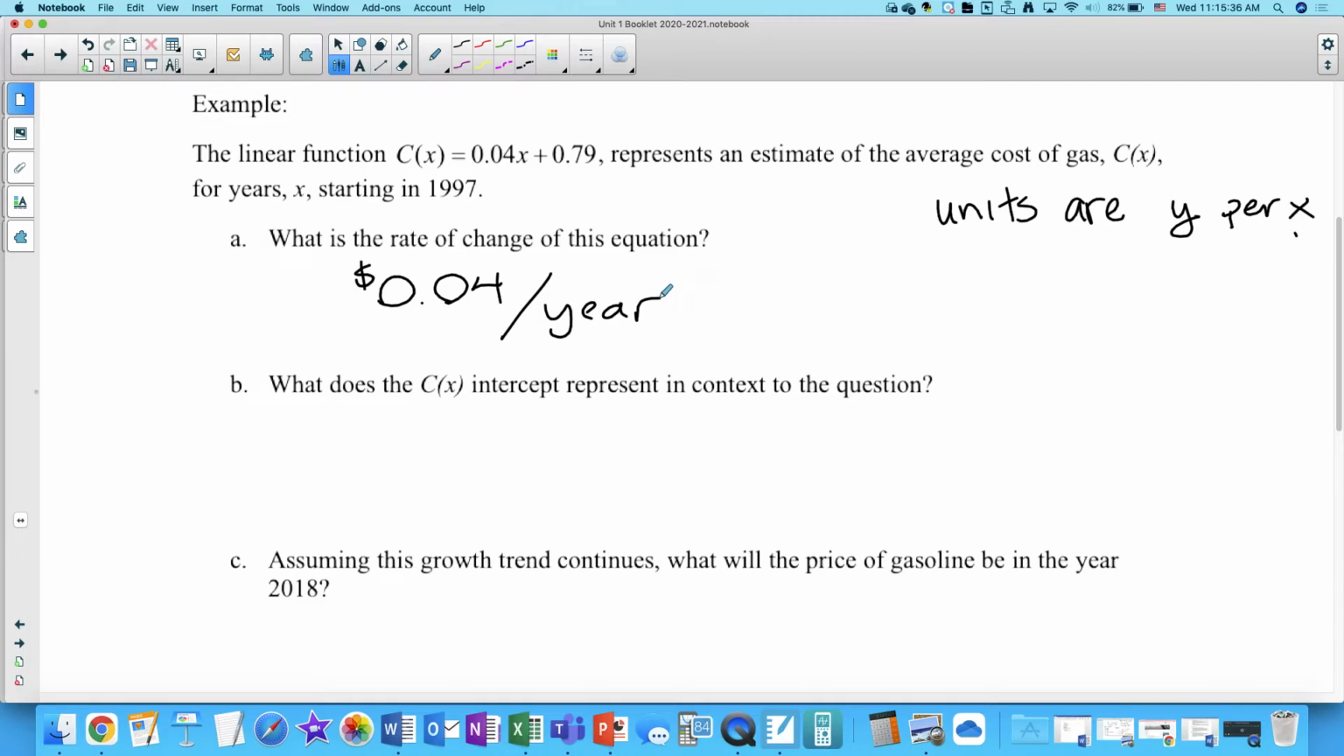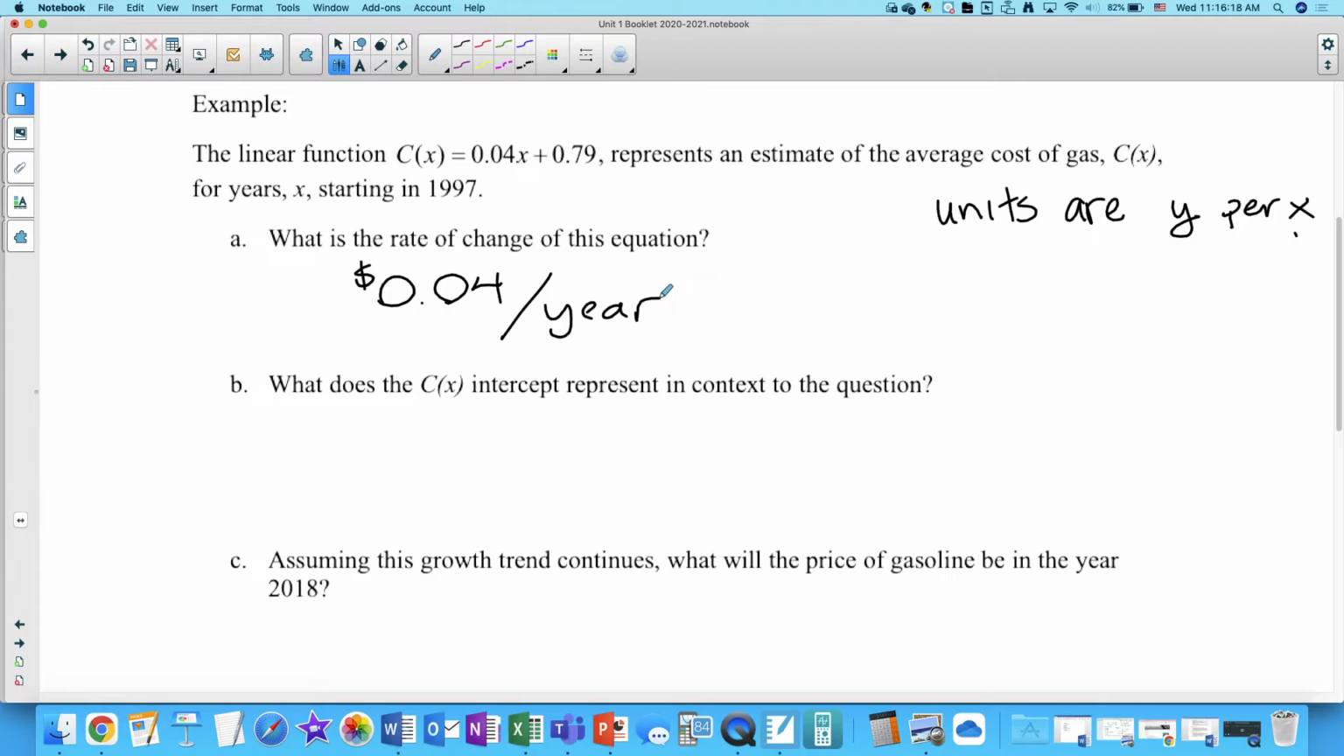So firstly, what is the c of x intercept? Well, look at the equation. So c of x is like y, right? So we're looking at like y-intercept in the context. So firstly, what is that y-intercept? Yeah? Cost of gas per year? Well, cost of gas per year, I'm not sure if that exactly makes sense because in a particular year, the average cost of gas is going to be this. We can talk about how much the cost of gas increases or decreases per year, which is the 0.04.